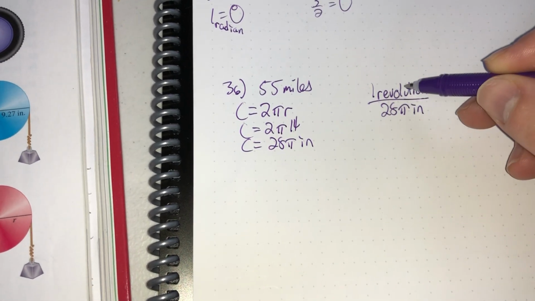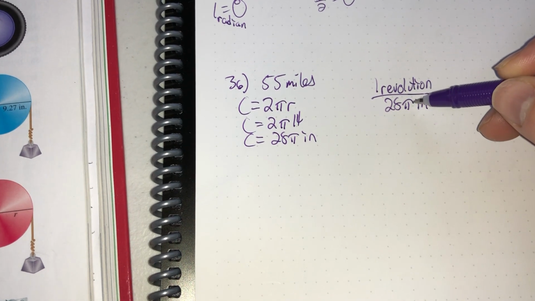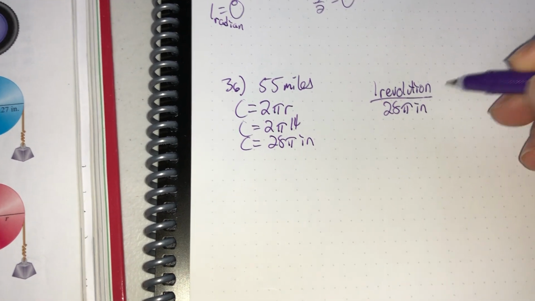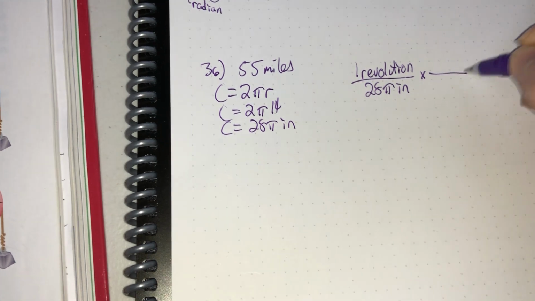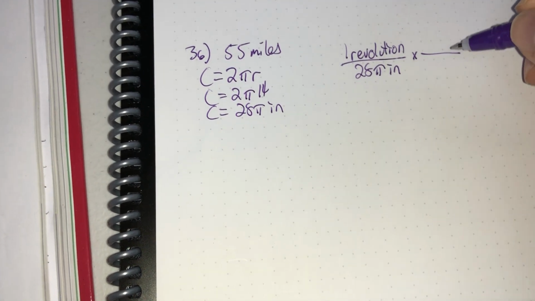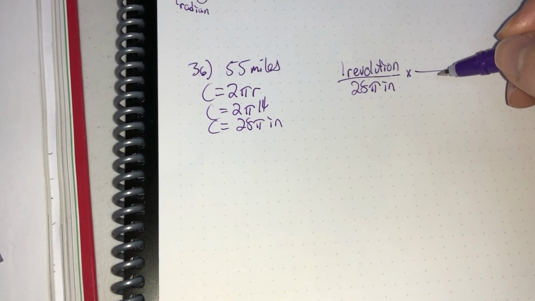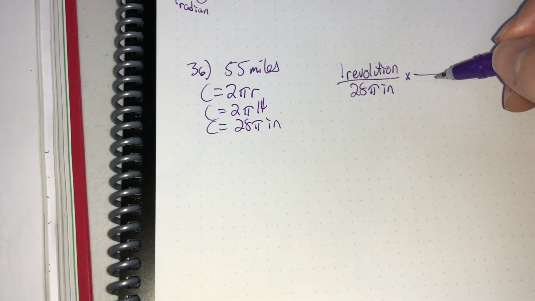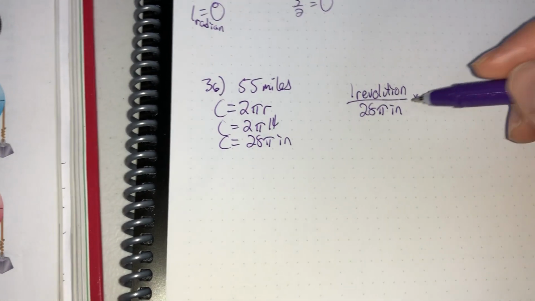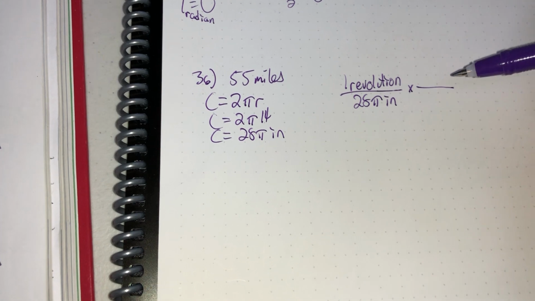Those two are equivalent. 1 revolution, I'm going 28 pi inches. They're the same thing. I want to convert this now, right? I'm trying to figure out how many revolutions I do in 55 miles, right? So I need to get from inches to miles.